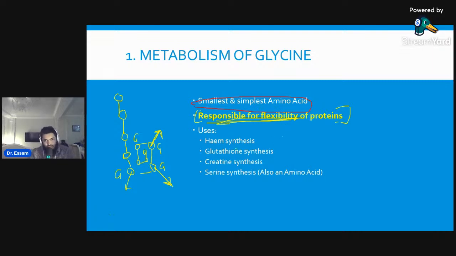Okay. And what are the uses of glycine? It is used in heme synthesis. What is heme? It is one part of hemoglobin, right? So heme plus globin. It also synthesizes glutathione, and it synthesizes creatine, and it synthesizes serine, and serine is also an amino acid. So you just have to memorize these things. If I ask you which substances are synthesized by glycine, you just have to answer heme, glutathione, creatine, and serine. These are the four things which are synthesized by glycine.